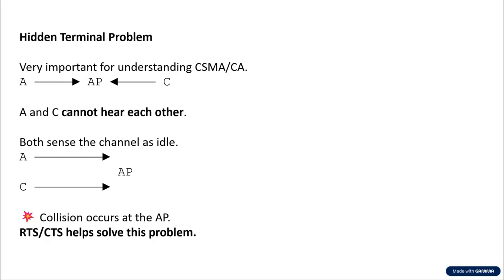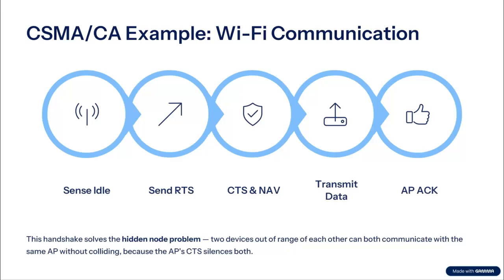The hidden terminal problem itself is very important in understanding the mechanism of CSMA/CA. In this example, A and C are devices that cannot hear each other. If both sense the channel at the same time, they will find the channel idle. They start transmission, and a collision occurs at the access point. RTS and CTS help solve this problem. So that is the significance of RTS and CTS in CSMA/CA.